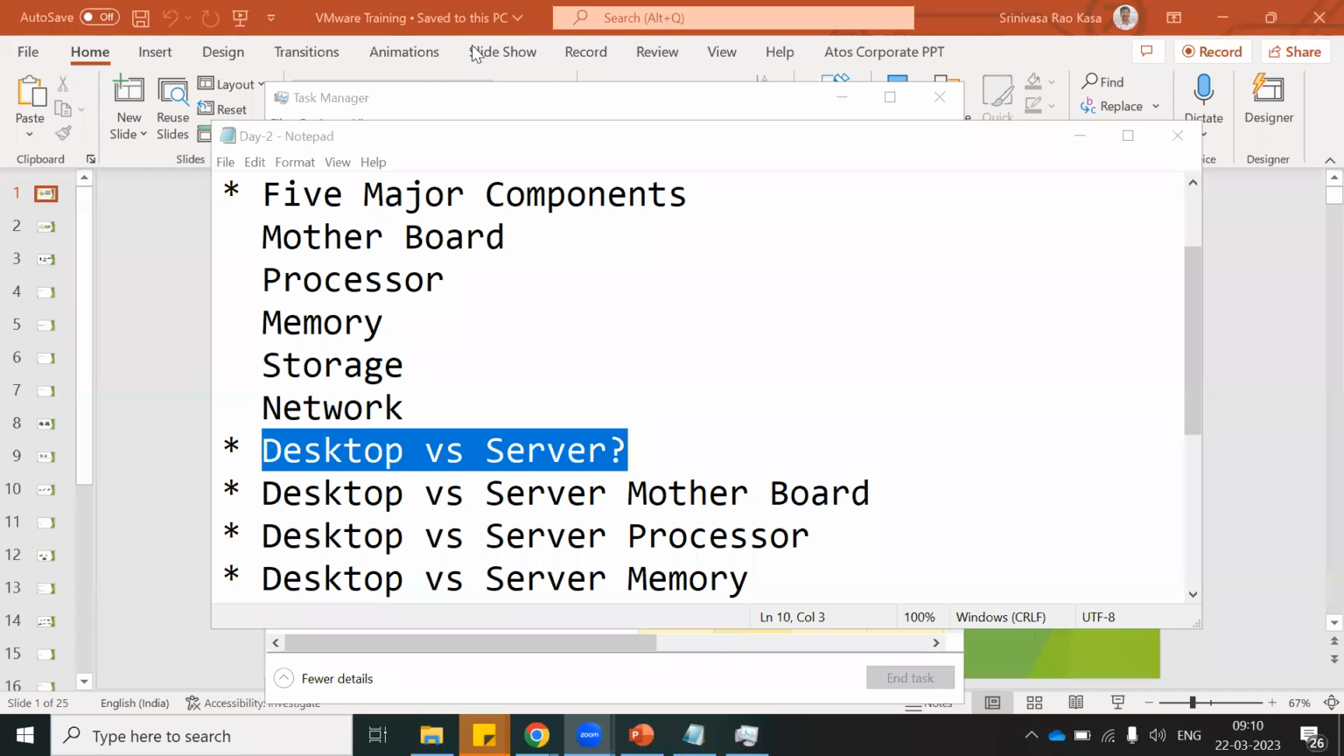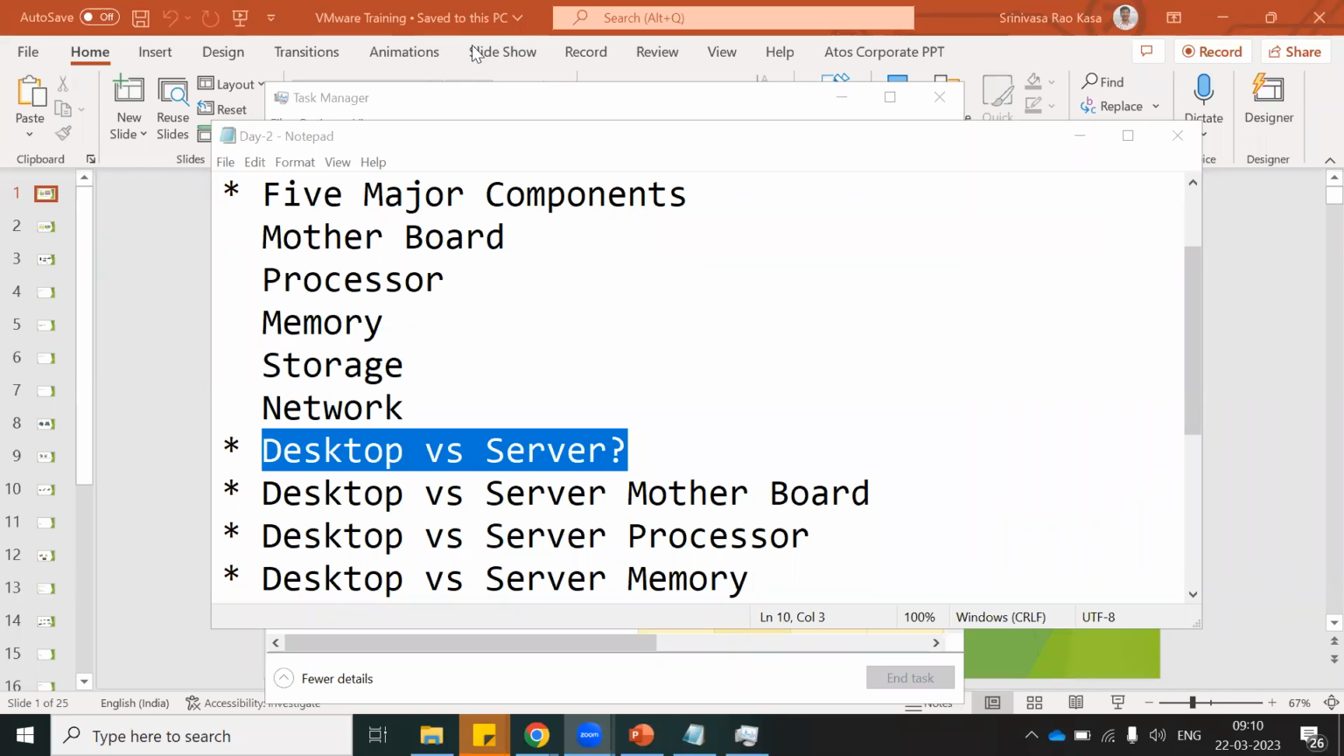Before proceeding further, I would like to get some information from you. What is a desktop versus server? Anyone? Can anyone please? Will you be able to unmute yourself and speak up? How can I say a desktop processor?